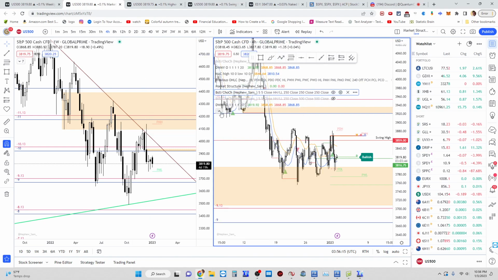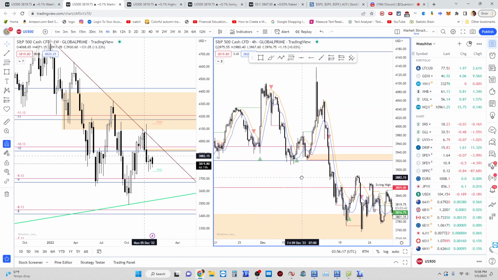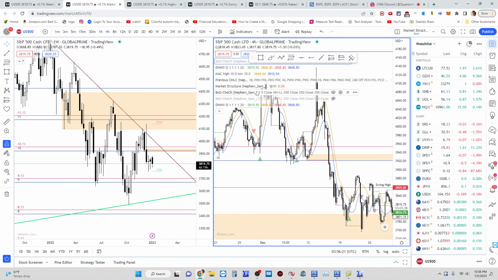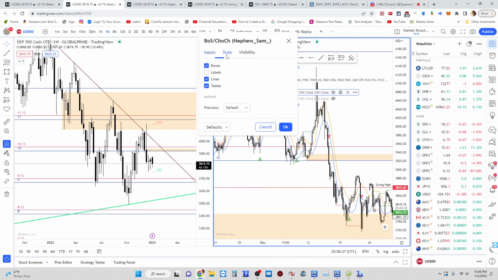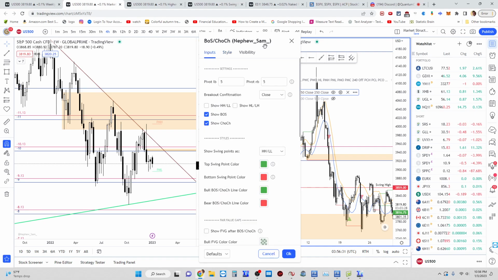Is this indicator free and available in TradingView? Yeah, I've got to get the label on there. Shoot. It's called BOS CHOCH. If you just look up Nephew Sam, he's got a lot of the good stuff. It's a break of structure. Gotcha.